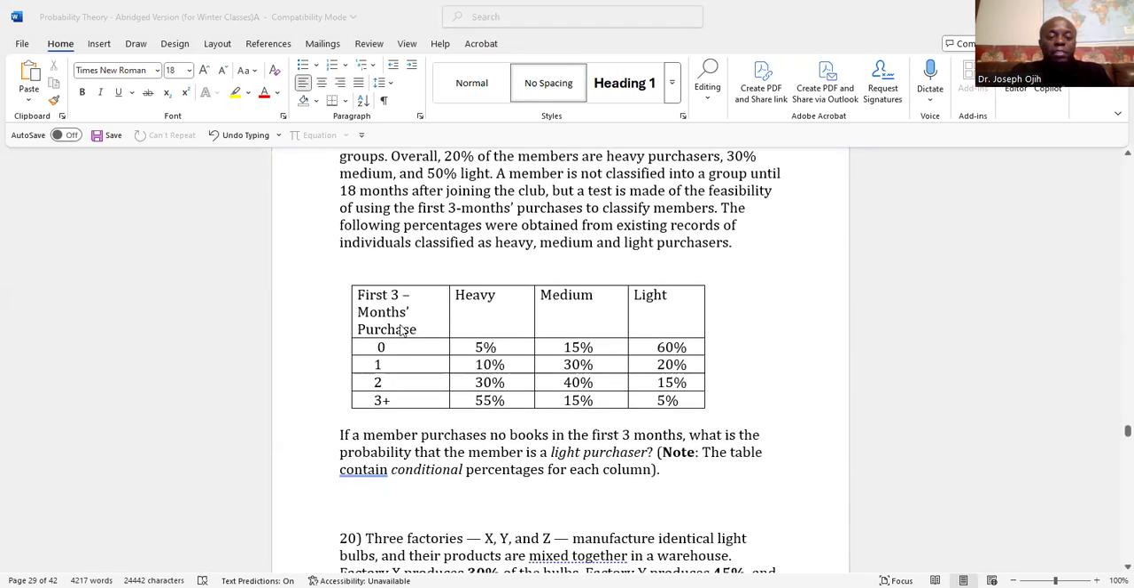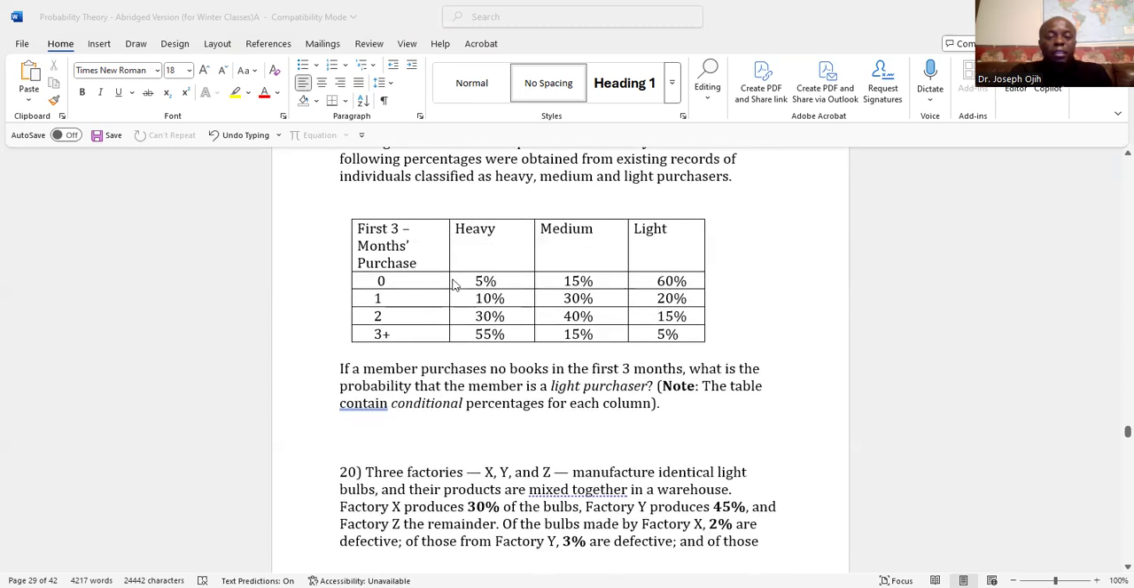You can see them right here for the first 3 months: heavy, medium, and light, with no purchase, 1 purchase, 2 purchases, 3 purchases. Of the heavy, 5% did not purchase. For the medium, 15% did not purchase any book. And for the light, 60% did not purchase. For the heavy, 10% purchased 1 book within that 3 months. 30% of the medium purchased 1 book within that 3 months. And 20% of the light purchased 1 book within that 3 months. And so on and so forth.